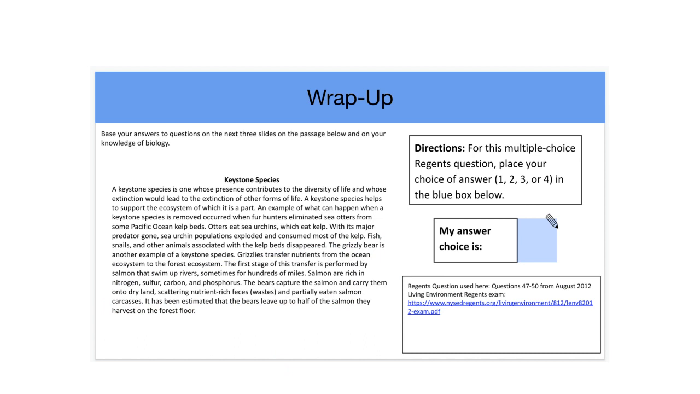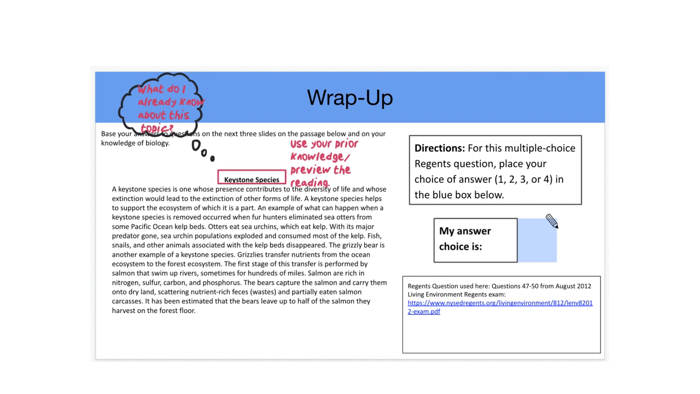So the first strategy is for you to use your prior knowledge and preview the text. Just by looking at the words keystone species, your mind already activated its prior knowledge. What do you already know about keystone species? What can be some examples? What do you already know that happens when you remove a keystone species from the ecosystem? Think about all that as you read the text.